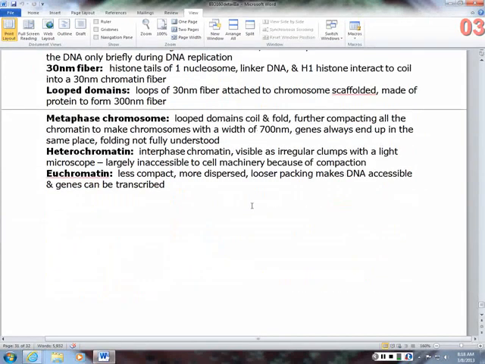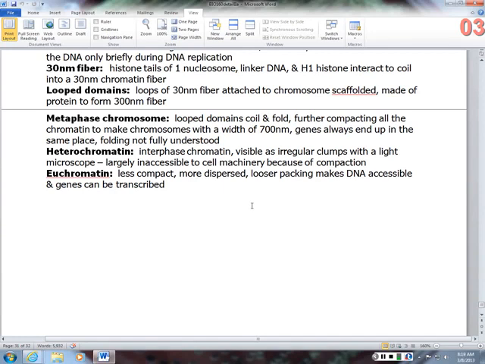So the metaphase chromosome is going to have the loop domains of the coils and folds, and then it further gets compacted into the chromosomes. With even more packing in there, you end up with a width of 700 nanometers.